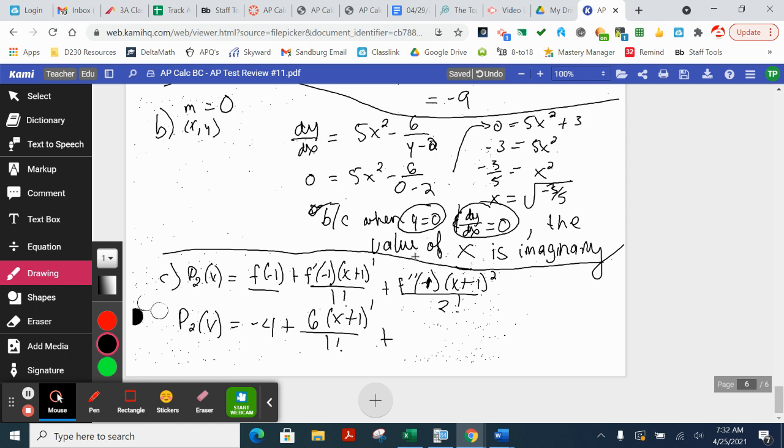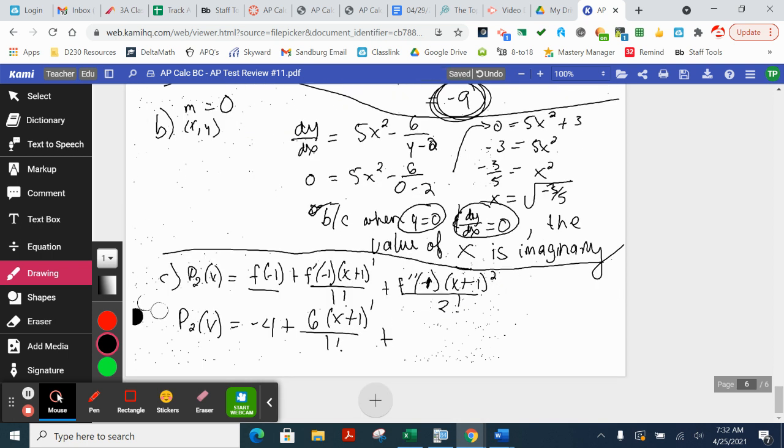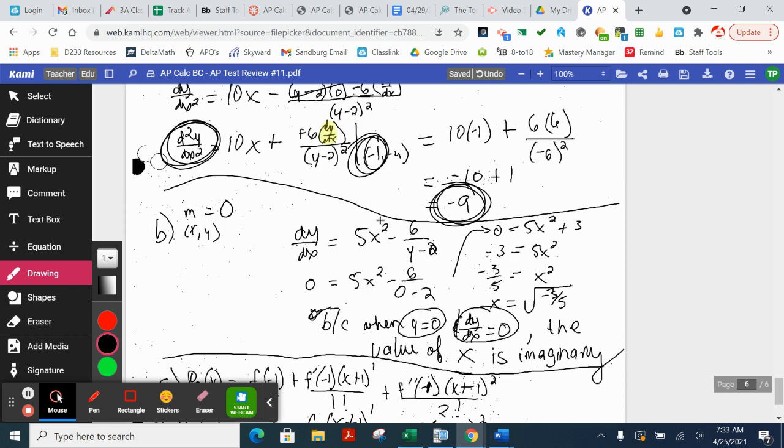And the second derivative value at negative 1, we also found. Here's our second derivative at the x value of negative 1. We found that to be negative 9. So we do negative 9 times (x plus 1) squared over 2 factorial, and that's our second degree Taylor polynomial. That's why I like the way they write their tests. They're very creative, and you really have to know everything because they find ways to test you on random things at any point in time. It's good and bad, because you really need to know your stuff pretty well.